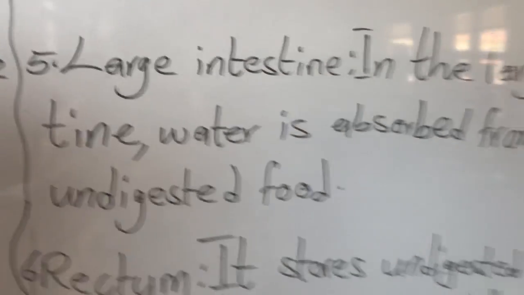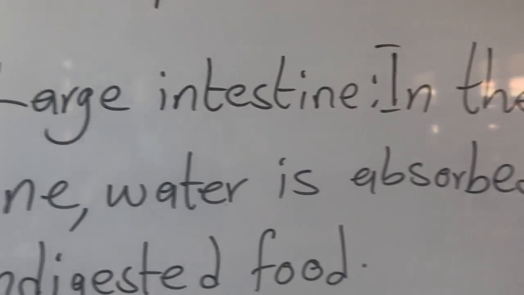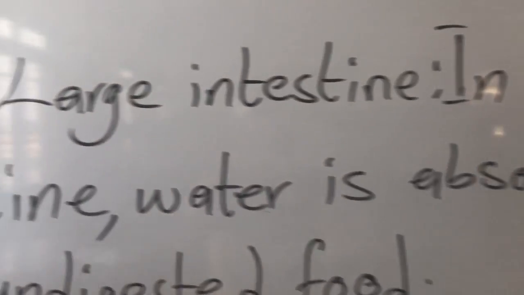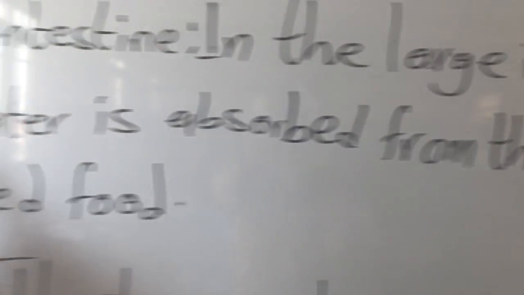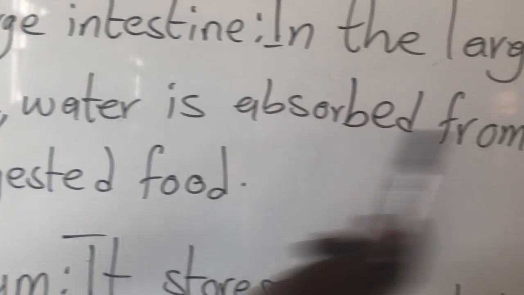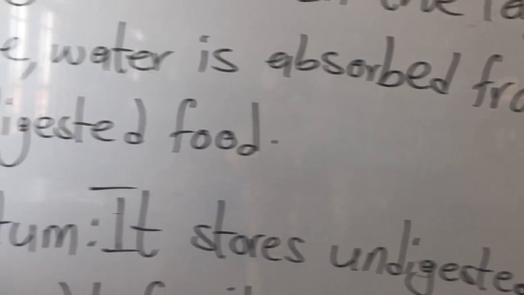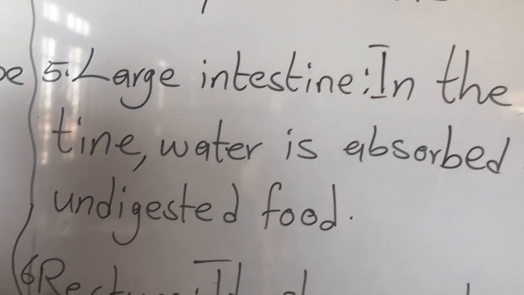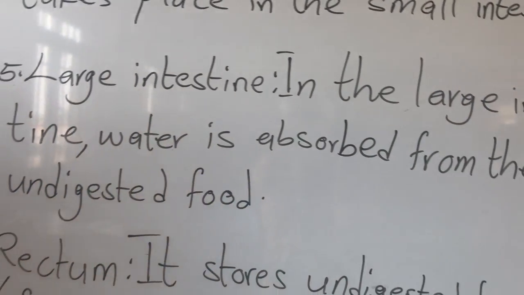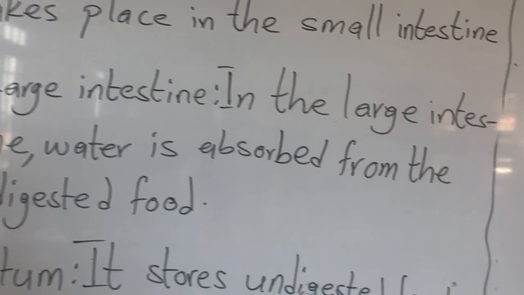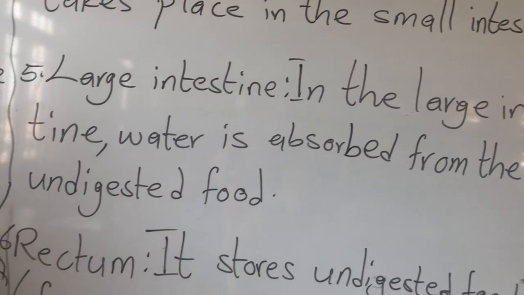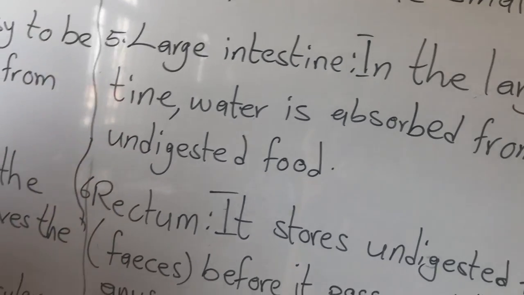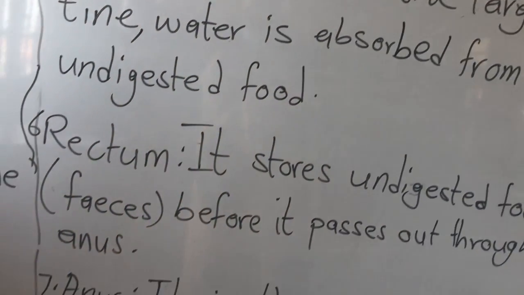Now let's continue. Then we have the rectum. But first, let's look at the large intestine again. In the large intestine, water is absorbed from the undigested food. When we talk about undigested food, we are talking about the feces, the waste product of the food we have eaten, the waste we normally go to the toilet to pass, okay?